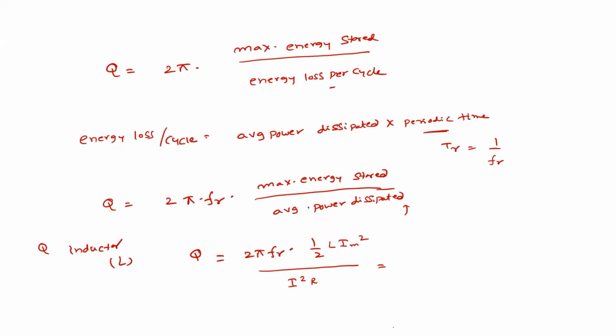So what is this value, tell me? Two pi f_r into L by R. So what is 2 pi f_r? Omega_r into L by R. So that is the Q factor for the inductor.